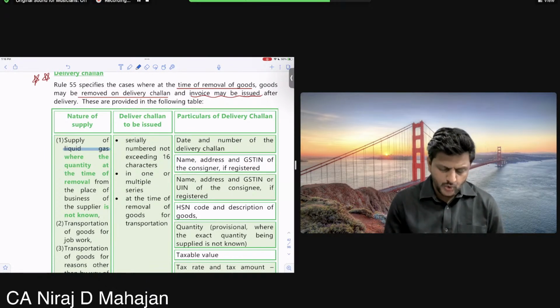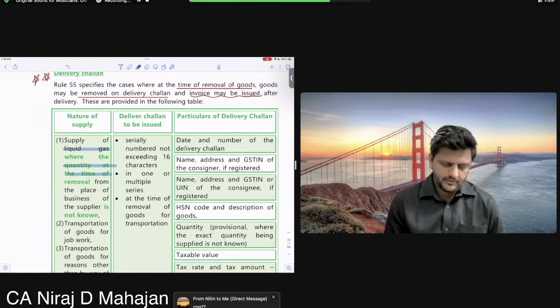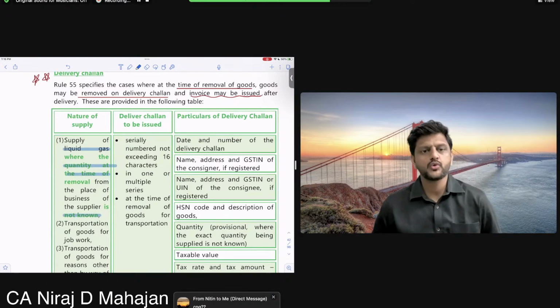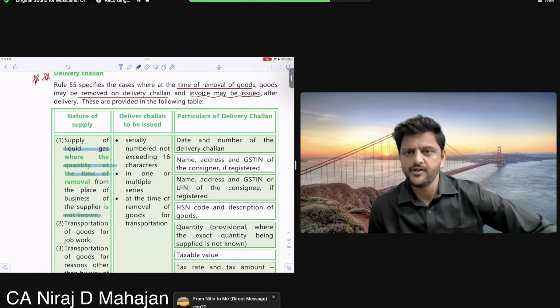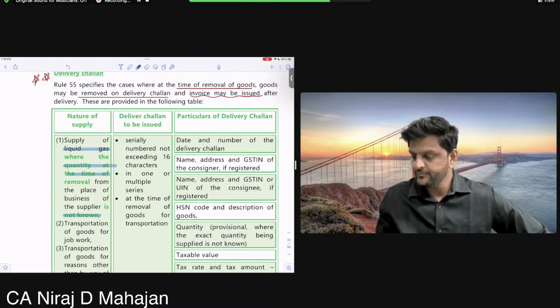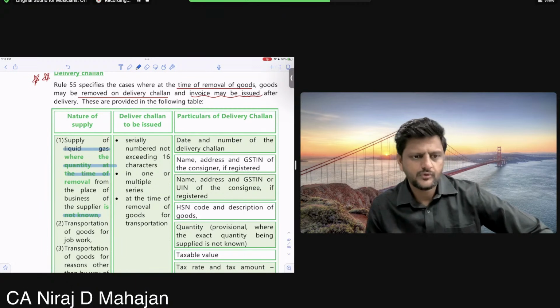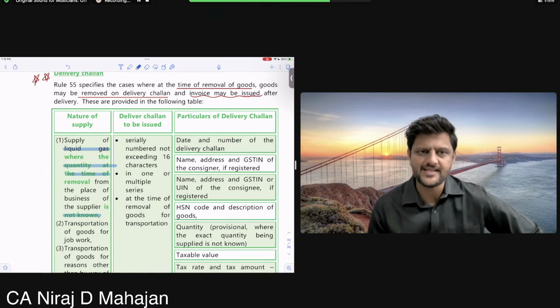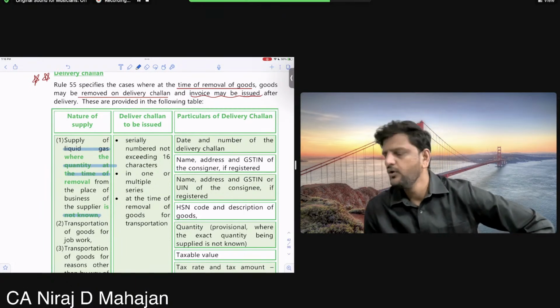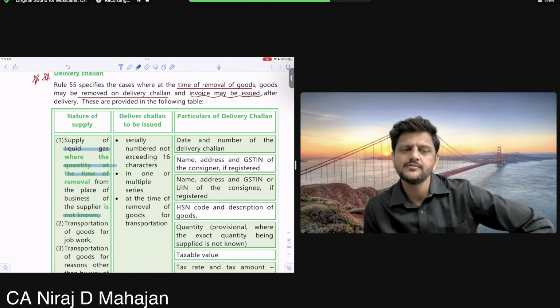Supply of liquid gas, where the quantity at the time of removal from the place of business of the supplier is not known. You can't measure it clearly or properly. CNG, yes. See, the billing will be done on the basis of the quantity received, or of the quantity issued.